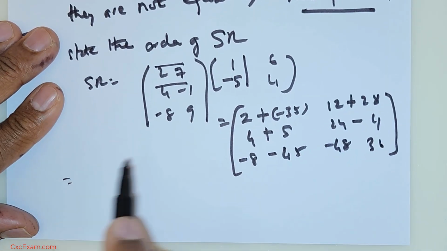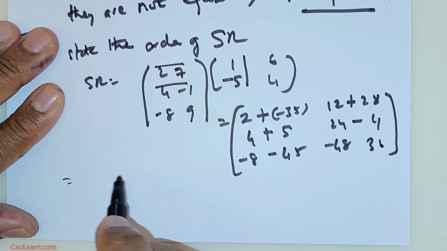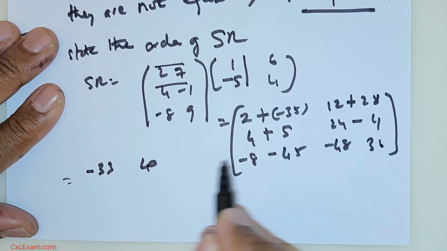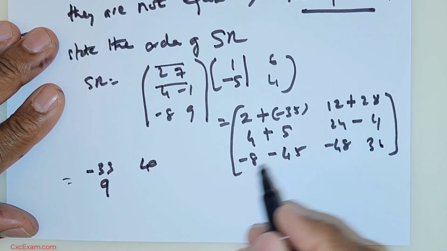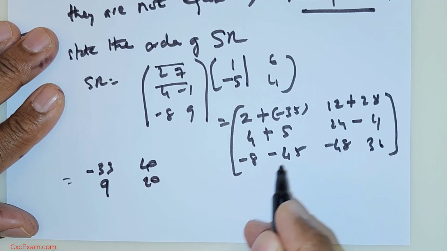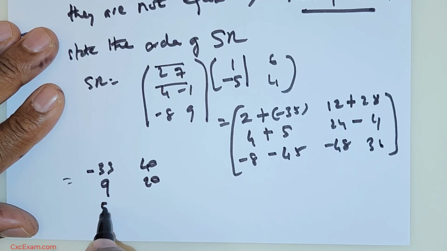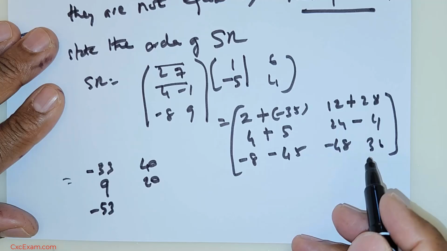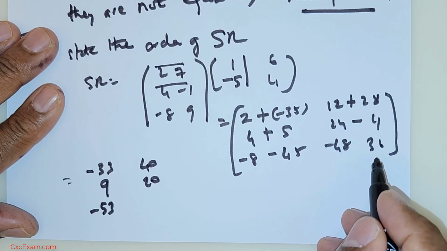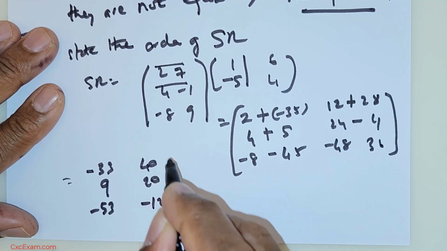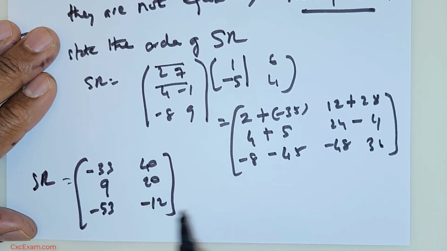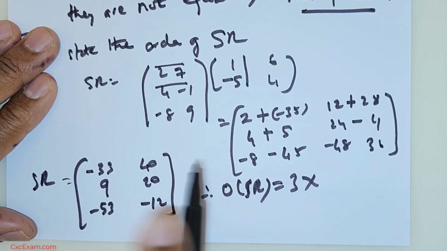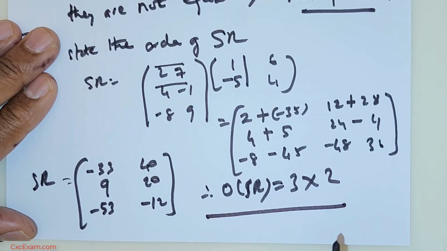Now what is this? This is equal to 2 added with negative 35, that's negative 33, 12 added with 28, that's 40, 4 added with 5, that's 9, 24 added with negative 4, that's 20, negative 8 added with negative 45 is negative 53. Negative 48 added with 36, that's negative 12. Okay, negative 12. So this is my SR. So therefore, what is the order of SR? Number of rows 1, 2, 3. Number of columns 1, 2. So this is the order of SR.